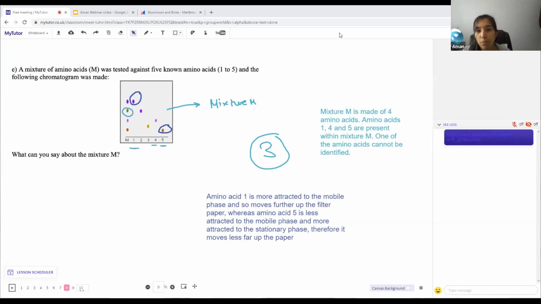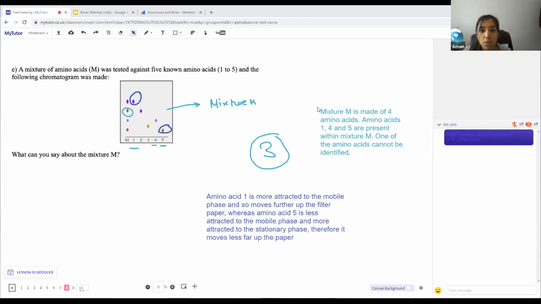Someone's asking, can we talk about the impurity of the substance for the 3-mark question? Yes, so you can say that mixture M is impure, but make sure when you say it's impure, you say it's made of 4 amino acids, and that's what makes it impure. Whereas the 5 amino acids are pure because they're made of only 1 amino acid or 1 compound. Good questions. Okay, right, let's move on to the next topic then.